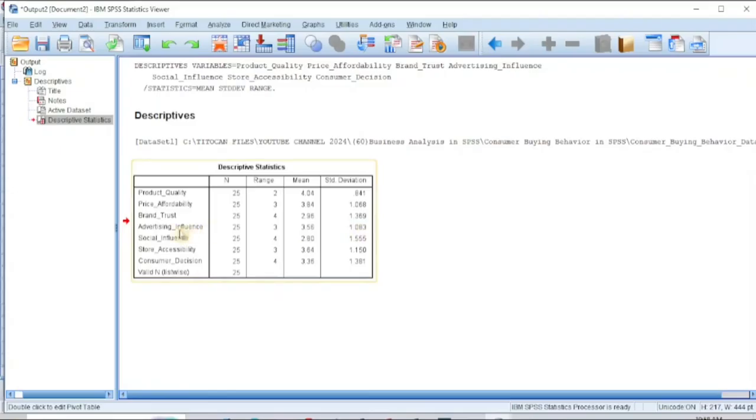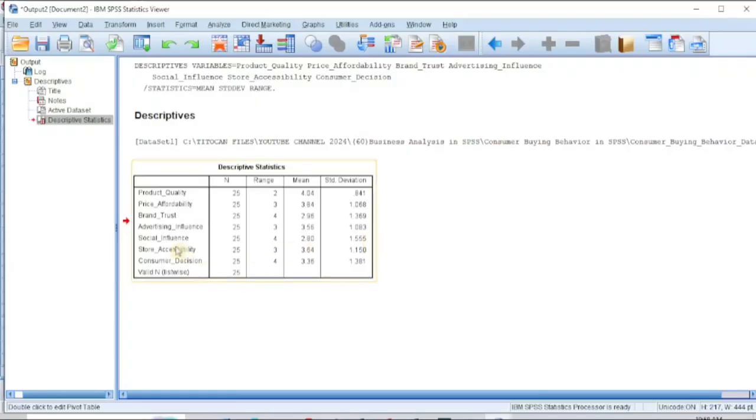Social influence has a range of 4, which is a high rating, and a mean of 2.80, which is below moderate, suggesting that peers or societal pressure has less impact on buying decisions in this dataset. The standard deviation is 1.555, and this is a high variability, indicating strong individual differences in how much social factors matter.